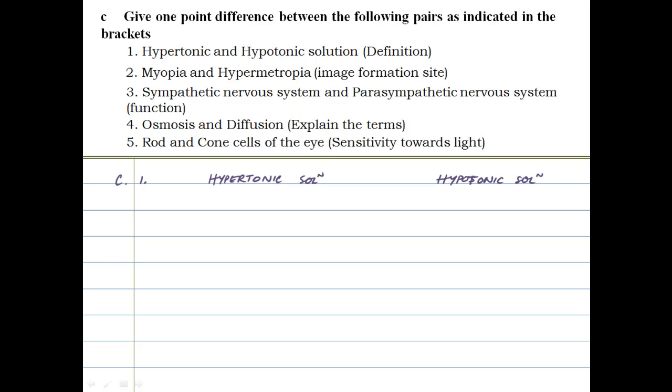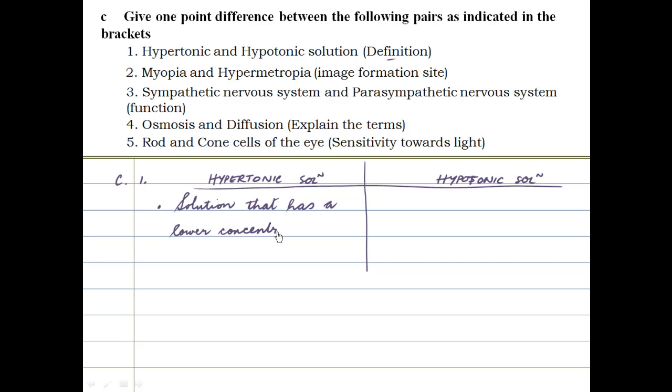Now make sure you use a ruler and draw a nice straight line down. Okay, and this says difference between these two based on their definition. So what then is a hypertonic solution? Now that basically is a solution which has a lot of solute in it. Yeah, so we could put this down as a solution that has a lower concentration of water molecules than the cell sap.